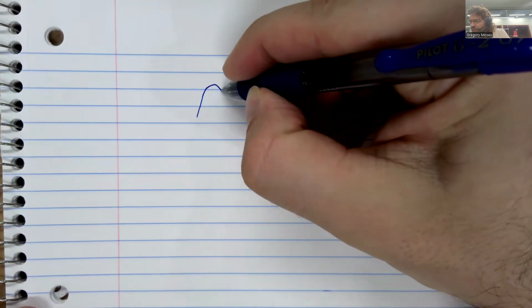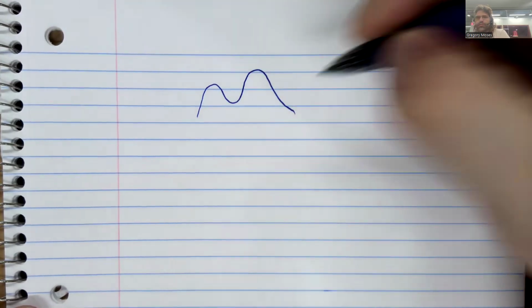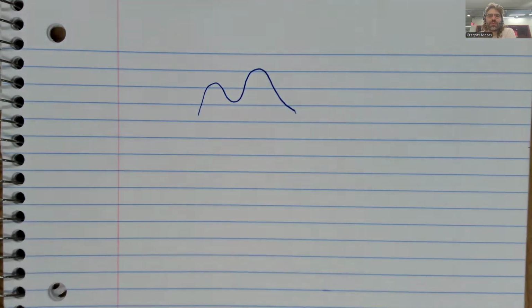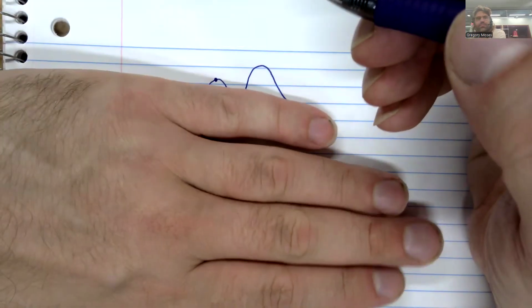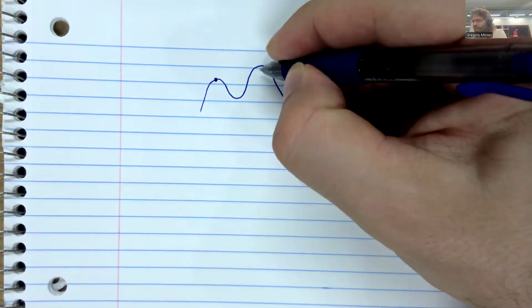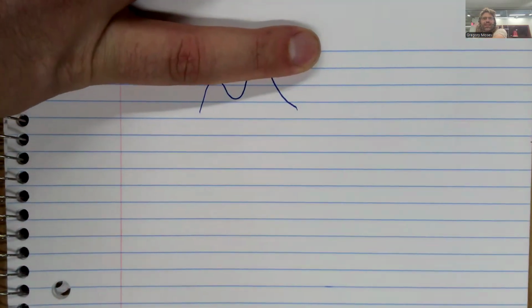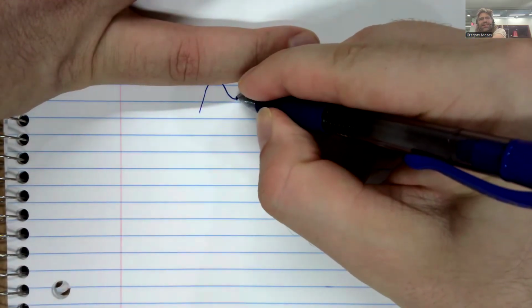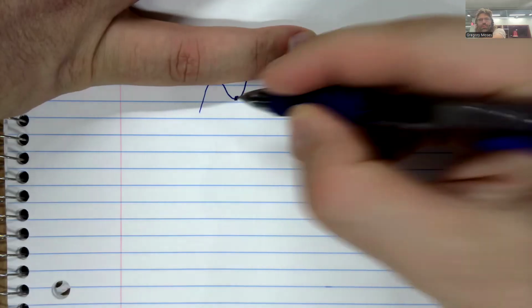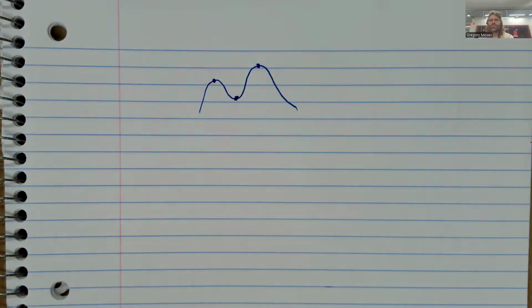So, when I talk about peaks and valleys, maybe we have a graph that looks like this. I'm thinking of this as a little mountain range, and this little mountain here has a peak. And this little mountain here has a peak. And this little valley here has a nadir. I'm not quite sure what word is appropriate, but it has a little minimum.